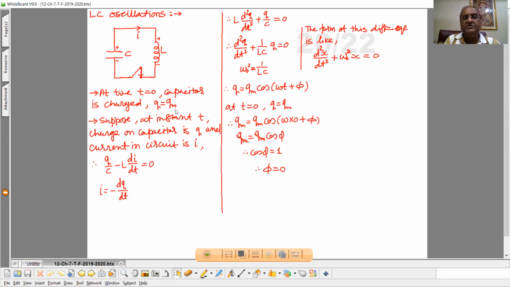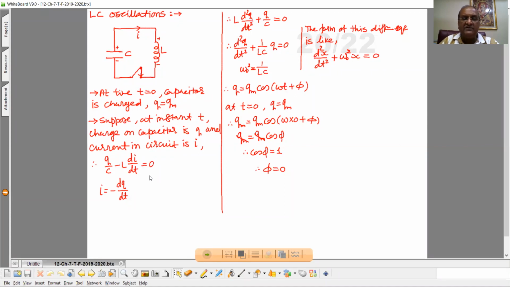As soon as we switch on the circuit, charge will flow in the circuit, the capacitor starts discharging, and current will be constituted in the circuit. Suppose at a particular instant t, the charge on the capacitor is Q and the current in the circuit is I. So the potential difference across the two plates of the capacitor is Q by C. Potential difference across the inductor is minus L di by dt.